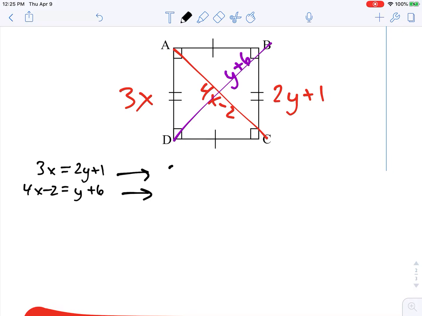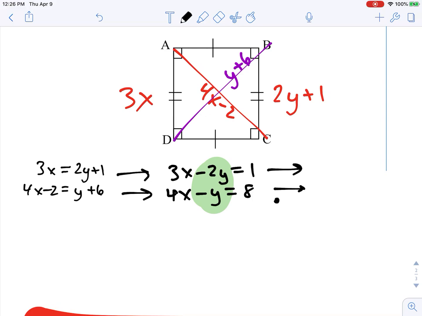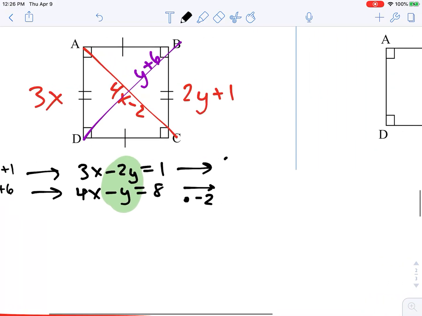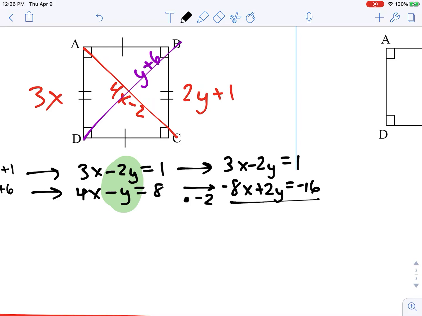So I like elimination, so I'm going to make this 3x minus 2y equals 1. I move the 2y to the other side. I'm going to make this 4x minus y equals 8. I rearrange the 2 and I move the y. Now I'm going to make the y the same but opposite sign. So to do this, I'm going to multiply the bottom times negative 2. If I do that, let me rewrite the top problem here. I will end up with negative 8x plus 2y equals negative 16. Notice those are now equal to each other but opposite. So when I add these equations together, I get negative 5x equals negative 15, or x equals 3.